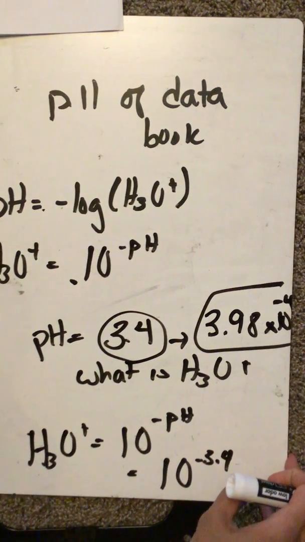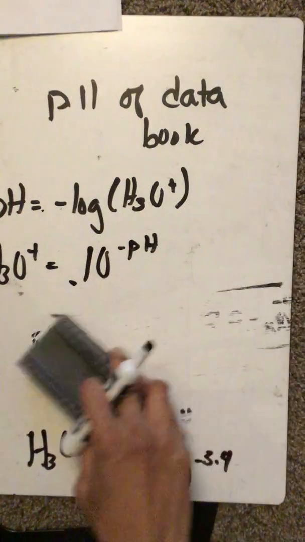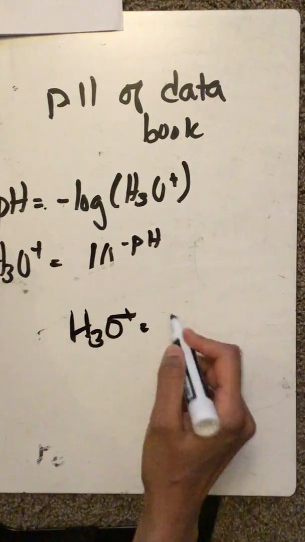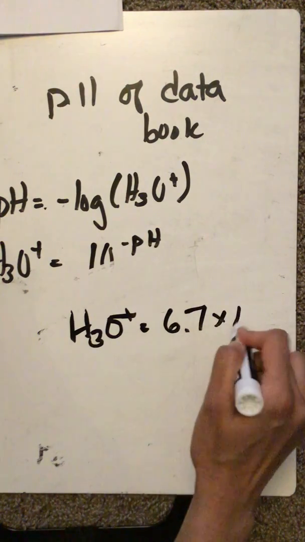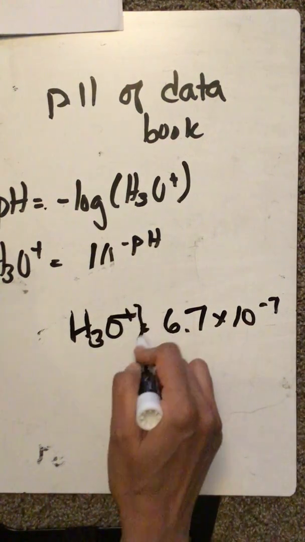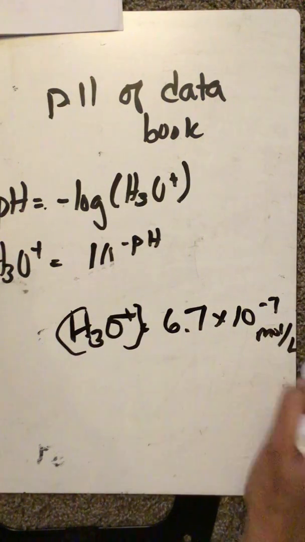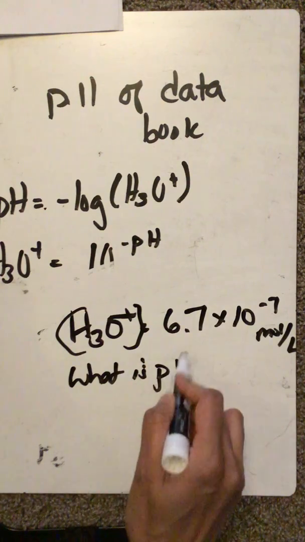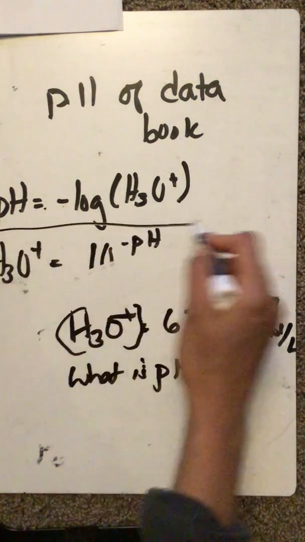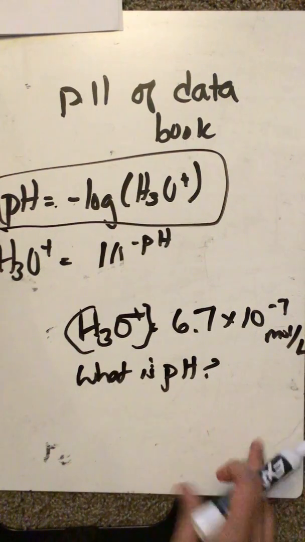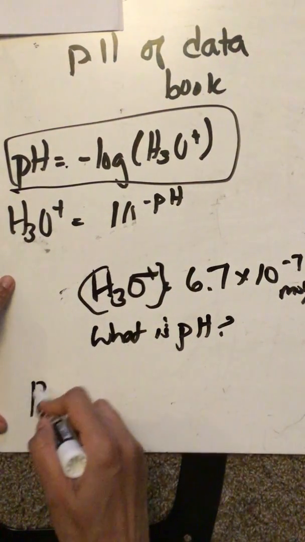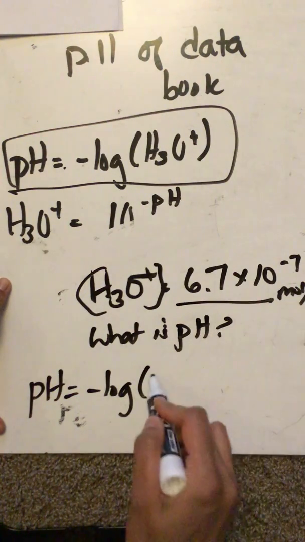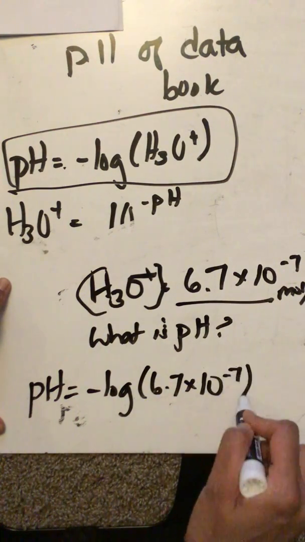But what if they ask you to calculate pH? Basically they tell you that the hydronium concentration, let's say, is 6.7 times 10 to the negative 7, and the concentration is measured in moles per liter. What is pH? Well, you have to use the pH formula. So pH is equal to negative log, and you put that number in, 6.7 times 10 to the negative 7.